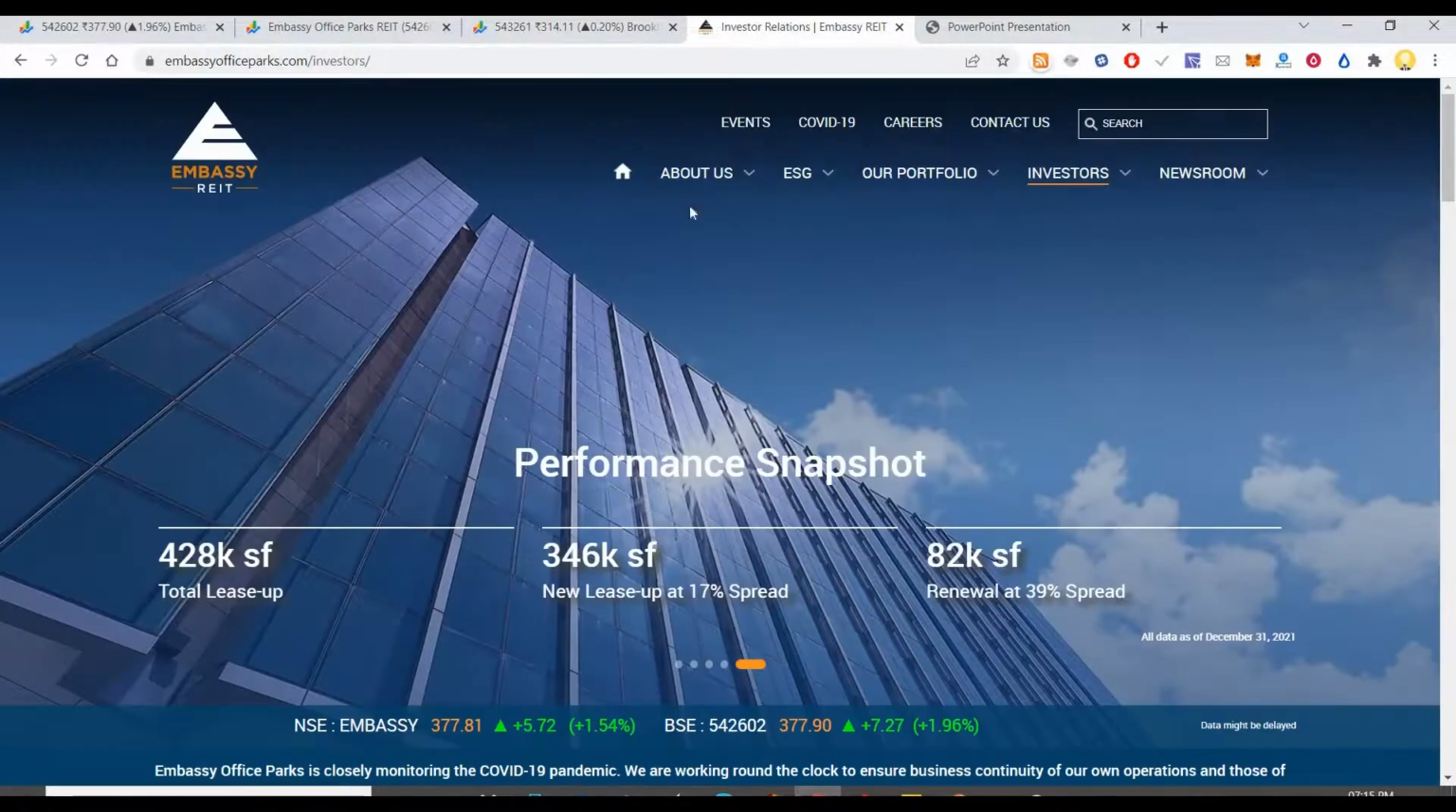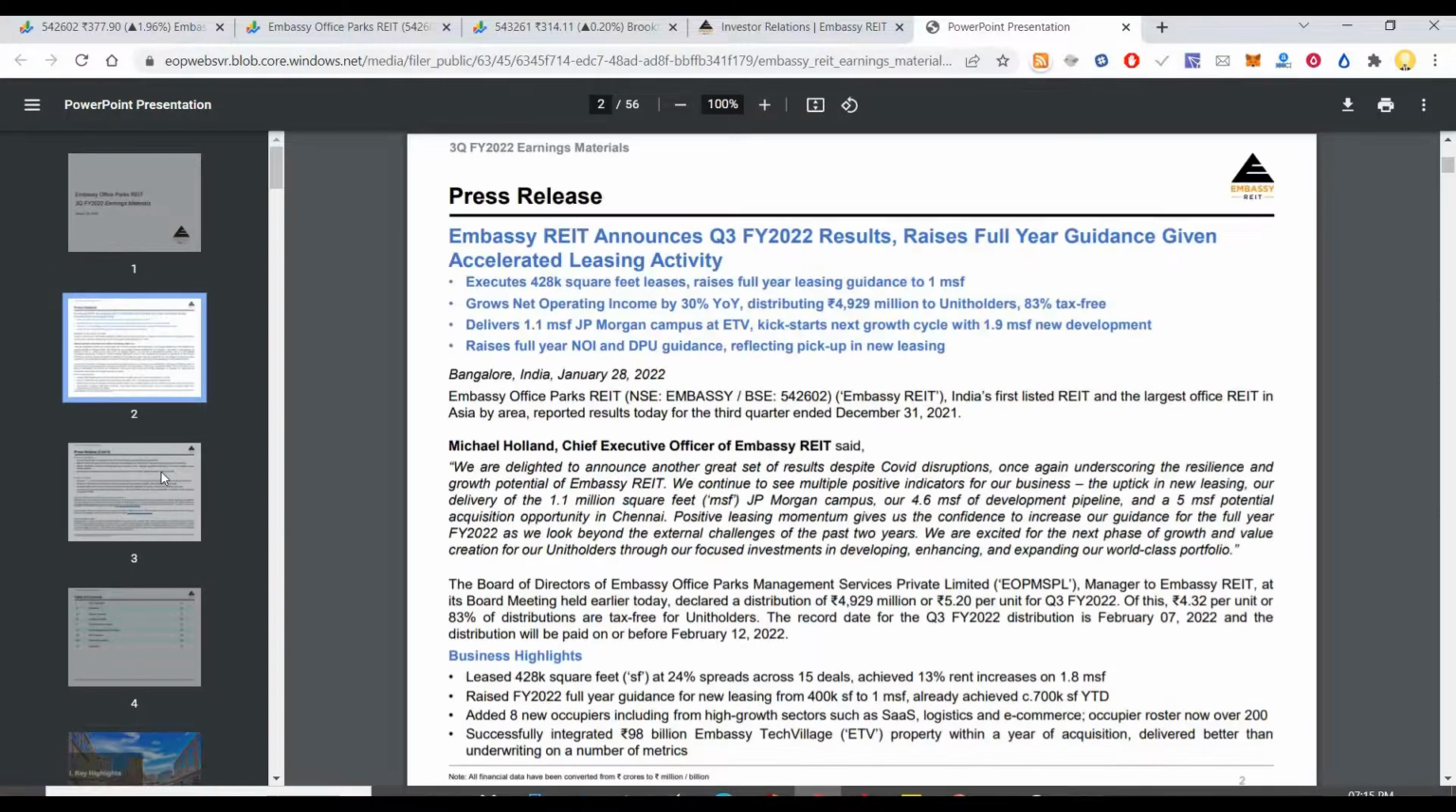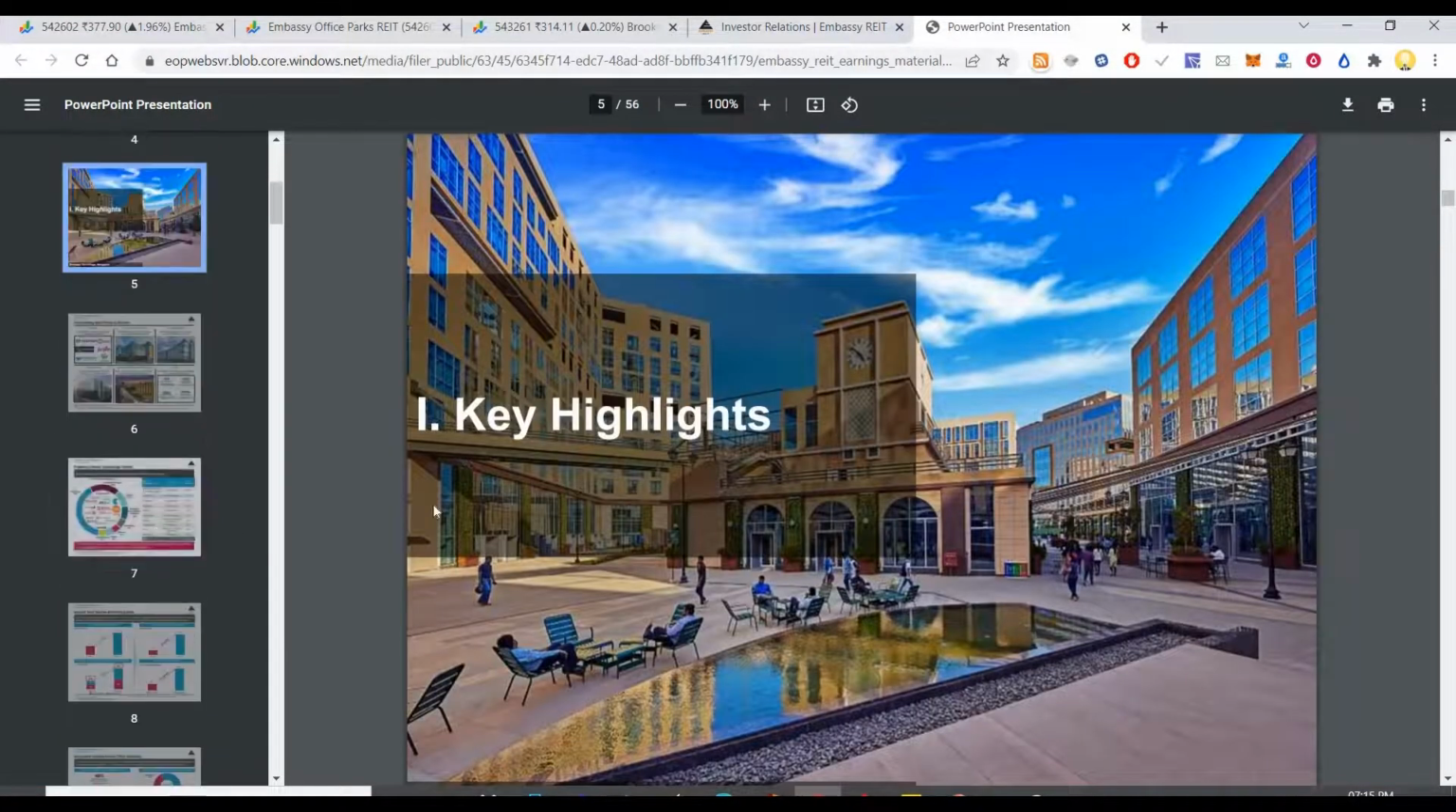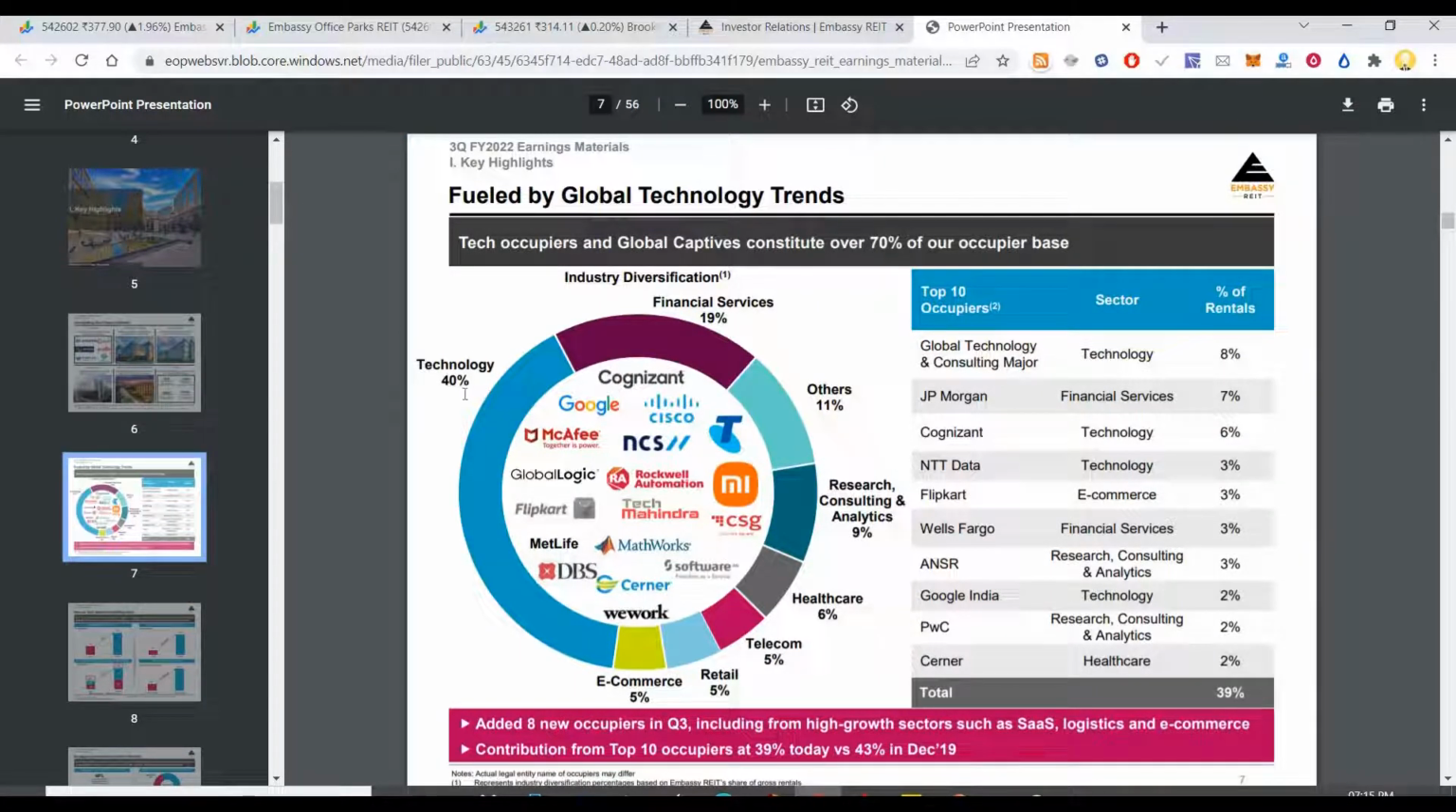If you go to the investor presentation, most of them will have one. Here you can see how the tenants are diversified. 40% of tenants are technology, then 19% are financial services, and here they put the top 10 occupiers. A global technology and consulting major accounts for around 8% of their rentals. JP Morgan takes up 7% of their rentals. Cognizant is like 6% of their rentals. So the top 10 occupiers take up around 39%.